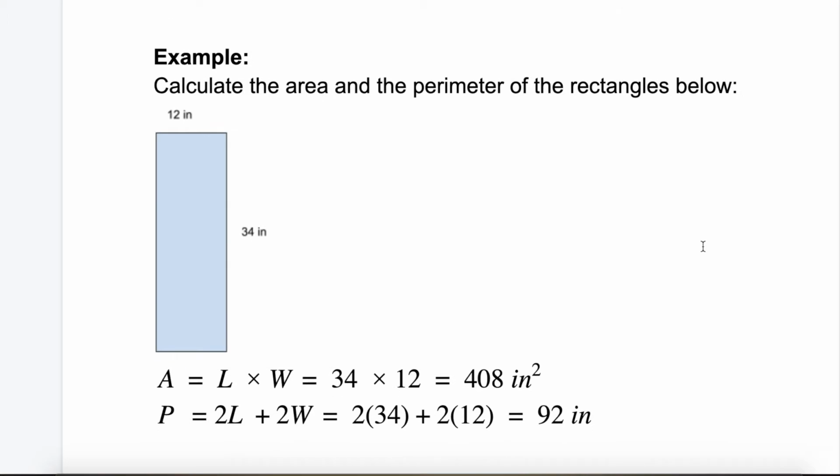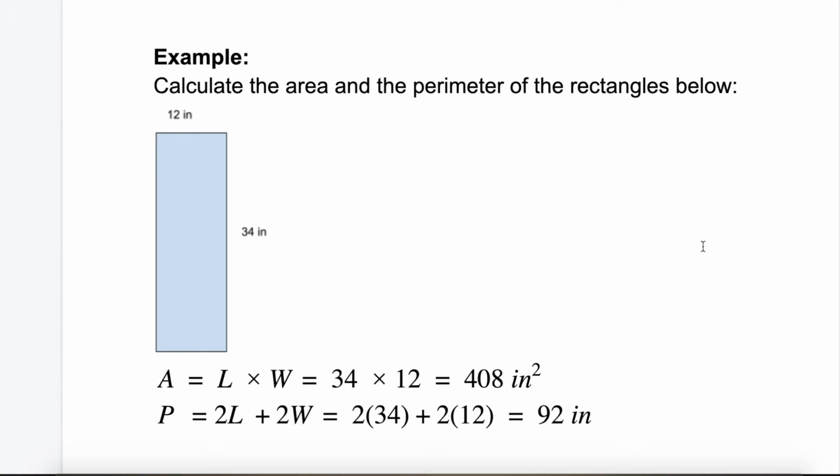I will start with the first example. Calculate the area and the perimeter of the rectangles below. This rectangle has the length of 34 inch and the width of 12 inch. So area equals, you need to write the formula, length times width equals 34 times 12, so the answer is 408 inch square. You shouldn't just give me the answer, because if it's wrong, you're going to get 0.